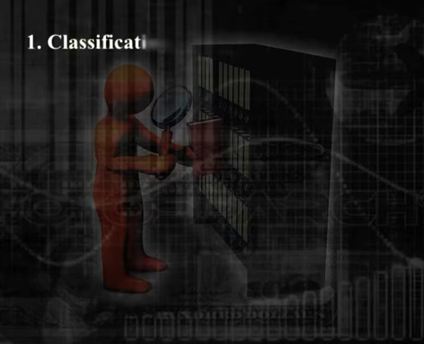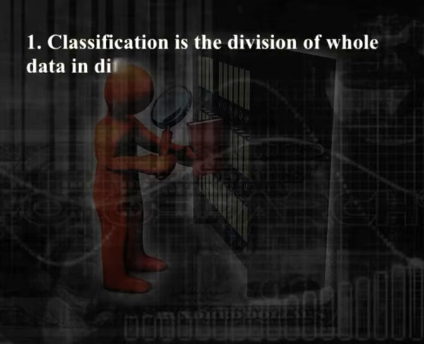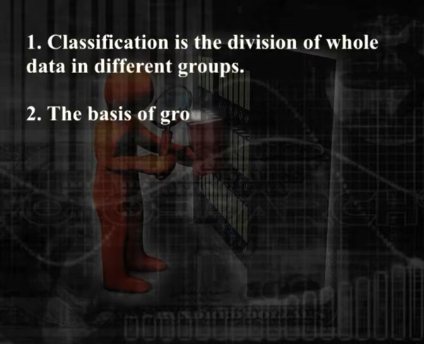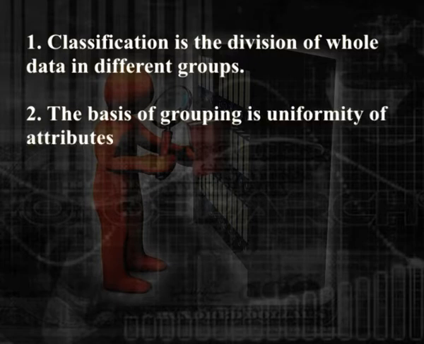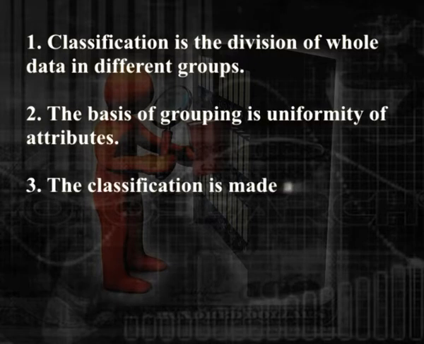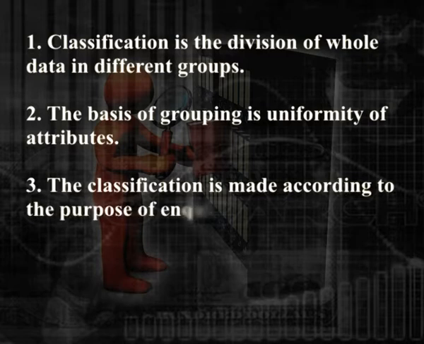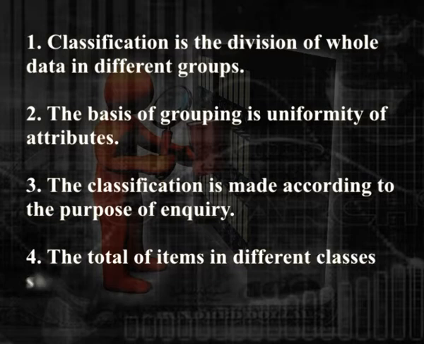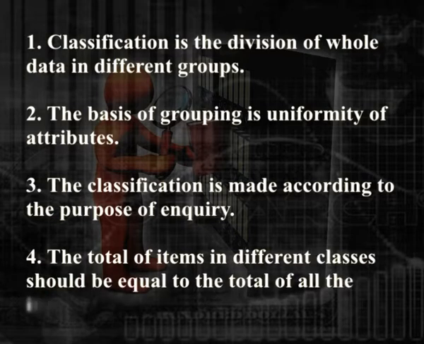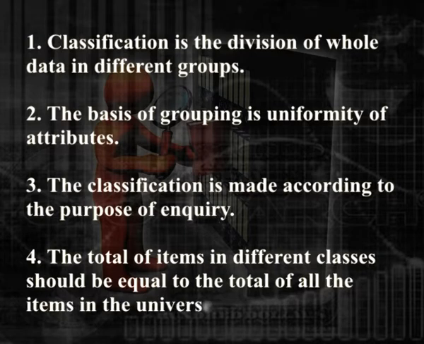The first one, classification is the division of the whole data into different groups. Second point, the basis of grouping is uniformity of attributes. Third one, the classification is made according to the purpose of inquiry. Fourth one, the total of items in different classes should be equal to the total of all the items in the universe.